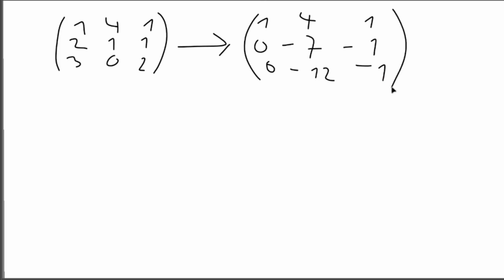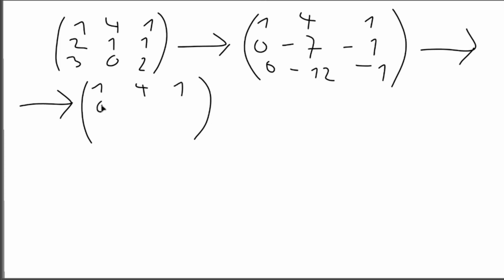Alright, and now I can proceed to the last step, kind of. We can do 2 more steps. So I will divide the second row by minus 7. The third row is left. Then I add the second row 12 times to the third one, and we'll get 3 pivot columns.